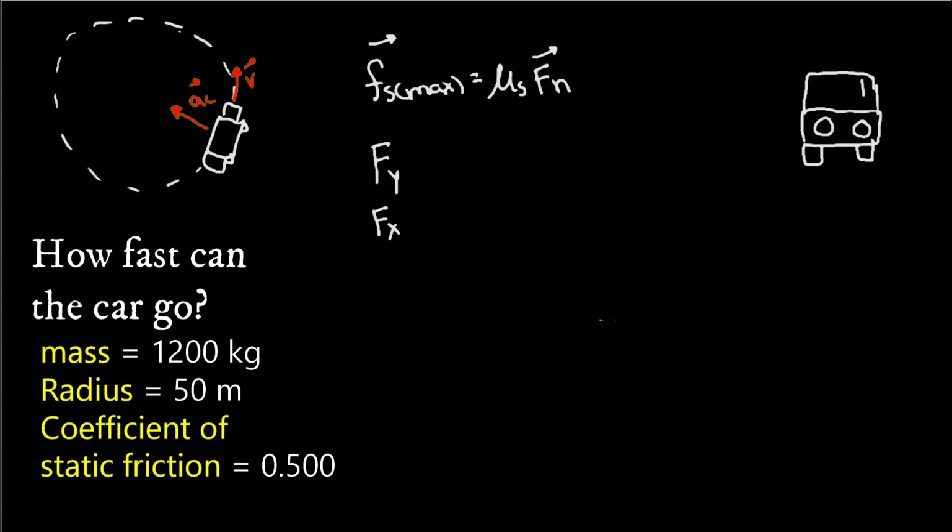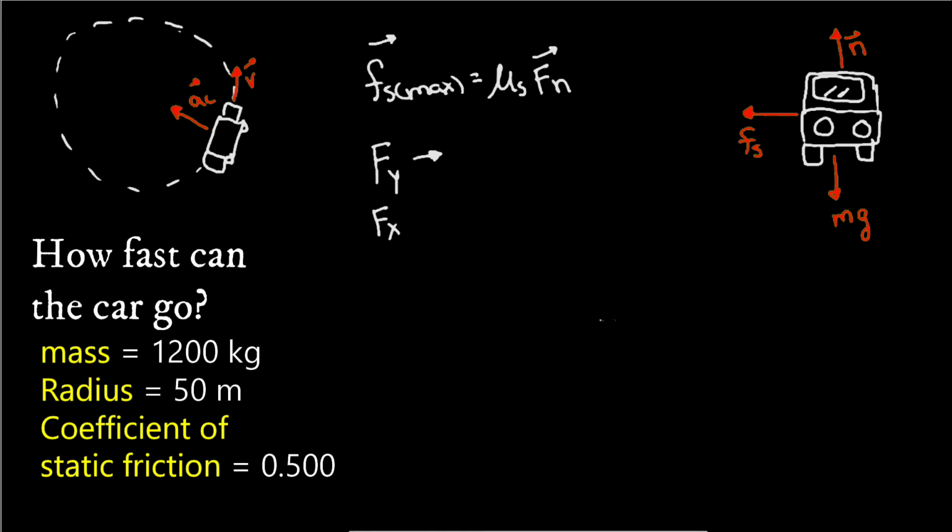Therefore, the maximum speed the car can have while going in a circle must be the speed at the verge of sliding, so the same as the maximum static friction. We know that maximum static friction is equal to the coefficient of static friction times normal force. So, we need to also calculate the normal force.